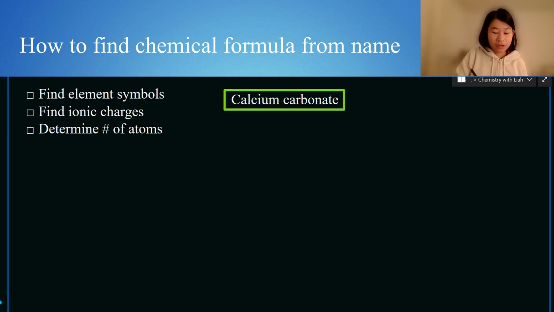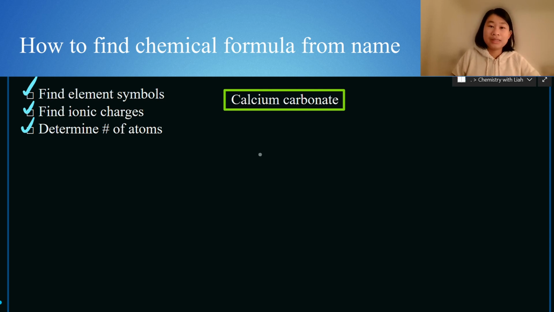Alright, so on the left here we can see the steps to find the chemical formula from a given chemical name for ionic compounds. So here we're going to find the element symbols, then we're going to find the ionic charges, then we're going to determine how many of each atom we need in order to make the entire compound neutral. Alright, so let's try out this example.